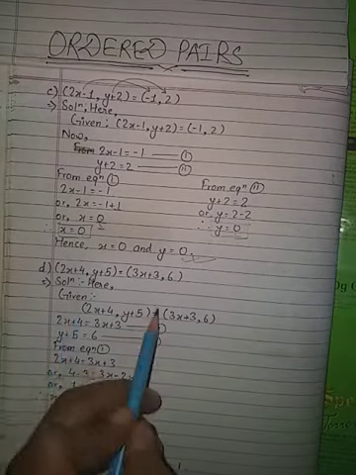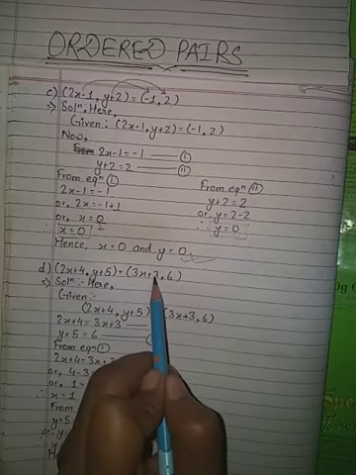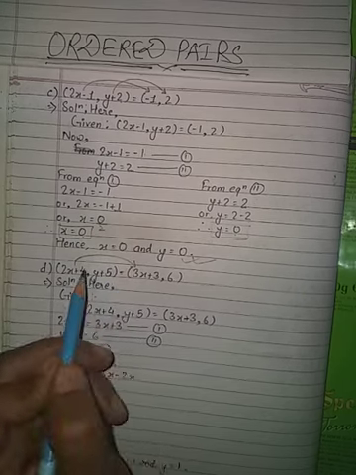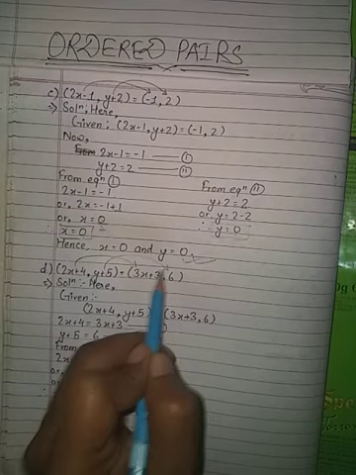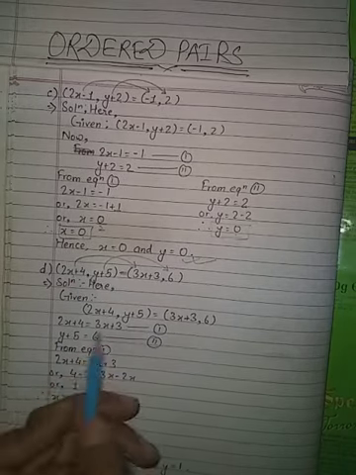Similarly, we can discuss this example. 2x plus 4 comma y plus 5 equals 3x plus 3 comma 6. So here this first term and first term are equal, and second term and second term are equal, because they are equal ordered pairs. So equating the corresponding elements, what do we get?